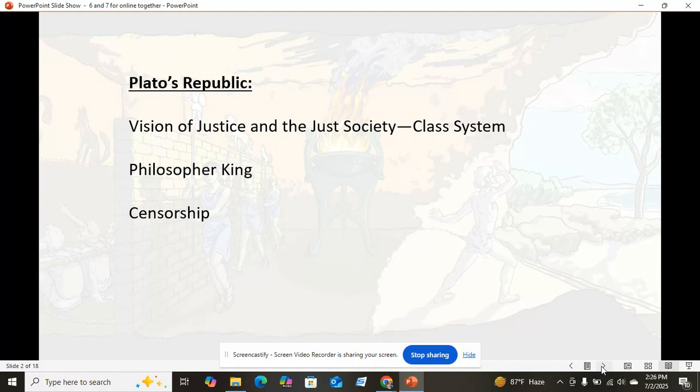Now, the Republic, as it's outlined, is a discussion of a vision of justice and a just society. It's based on a class system. There are the common people that just do the things they do: the shoemakers, the bakers, the farmers. They all do their own thing, and they're pretty much free to do their thing, to sell their wares.